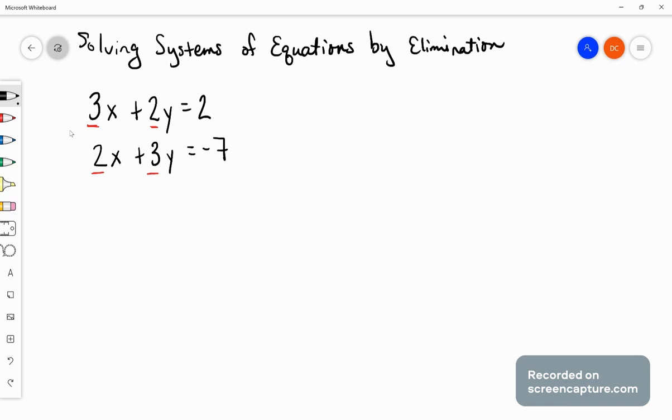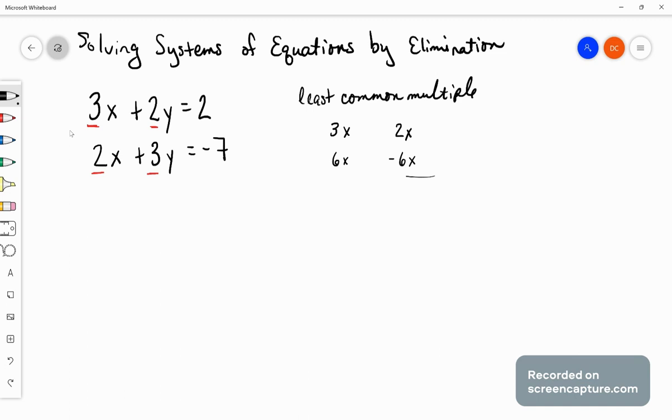So I'm looking for a multiple of 3 and 2. Pretty much that's what you're looking for. You want to find the least common multiple for your coefficients. So for my x coefficient here, I have 3x and I have 2x. A multiple of these would be 6x. So if I have one of these being 6x and one of these being negative 6x, because remember when I want to add them, I want them to eliminate. So one being positive, one being negative.